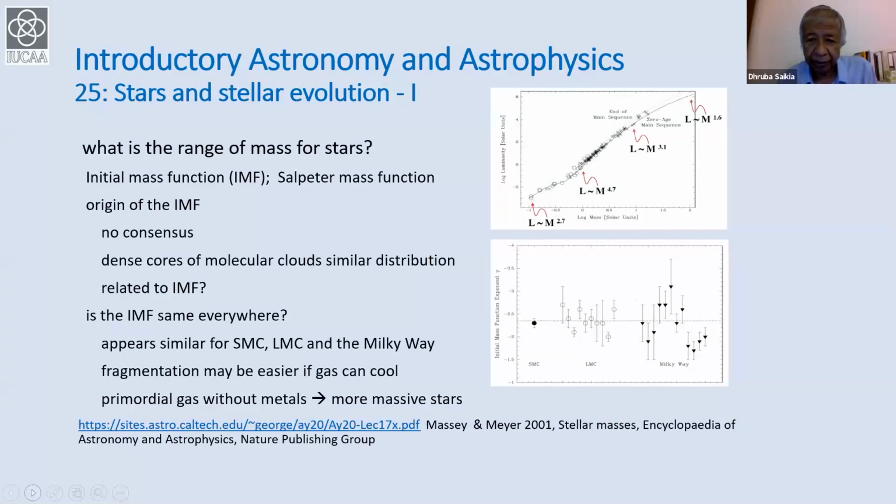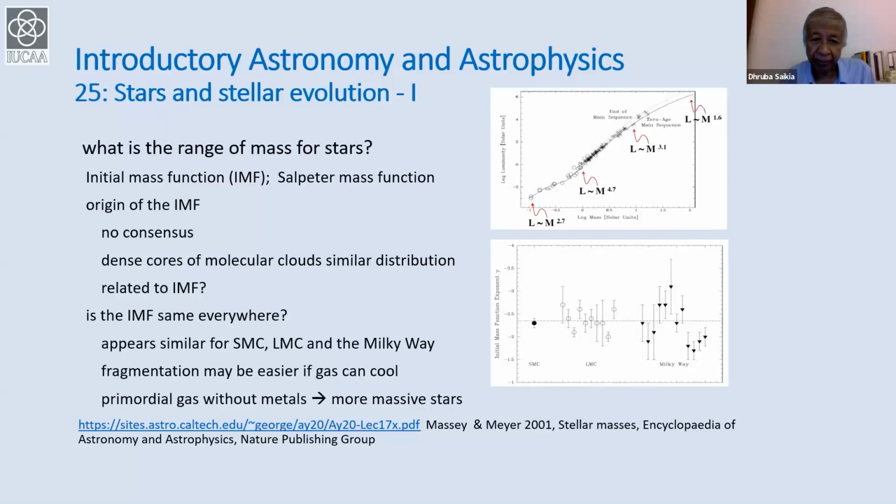Now, it is interesting to ask oneself where the initial mass function originates. What is the origin of the IMF? Why do stars form this way? A lot of work has been done, but there is no uniform consensus. Dense cores of molecular clouds have a similar distribution, but one has to do more work to see how well this is related to the IMF.